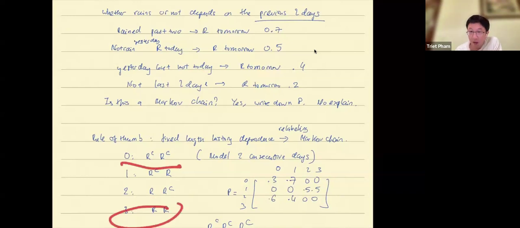3 goes to 0, impossible. 3 goes to 1, impossible. 3 goes to 2: rain yesterday, rain tomorrow, 0.2. So this is 0.8 and 0.2. Any questions?